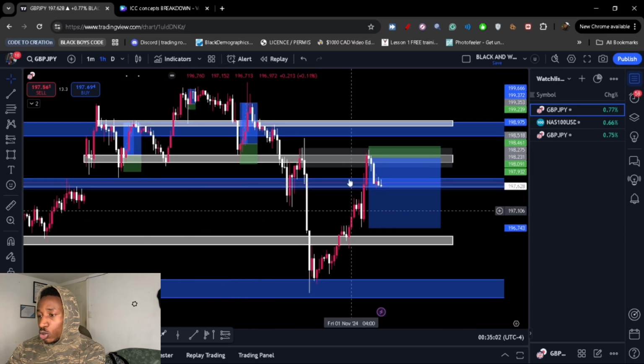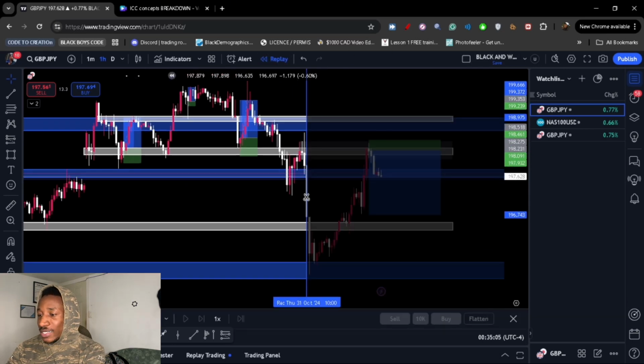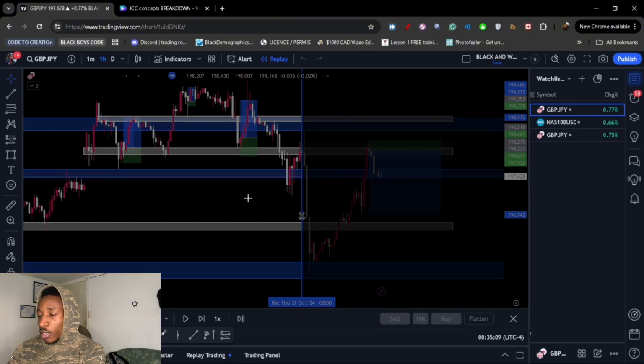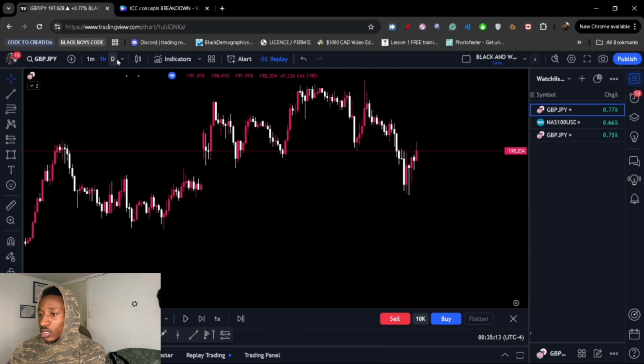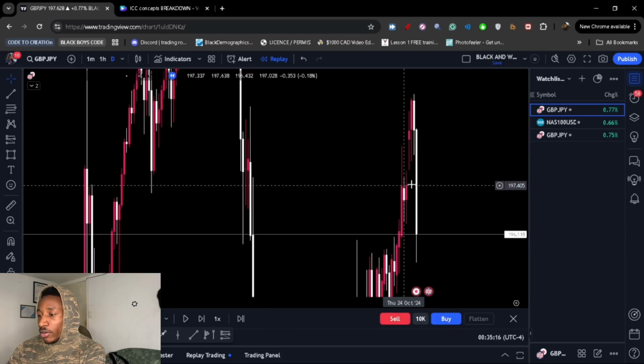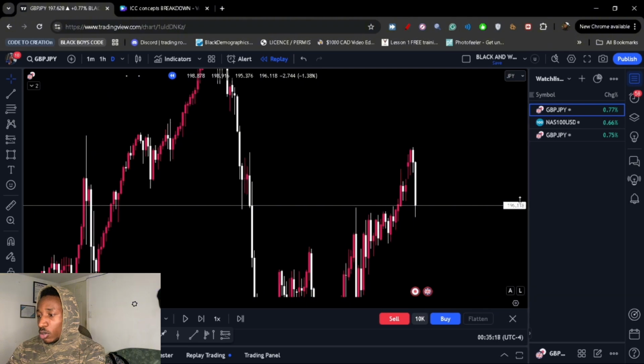So what I'm going to do is restart my chart and show you exactly how to take trades like this. We're going to start from here and clear our drawings. What I do first is I always start with the daily time frame and mark my area of interest and things like that.